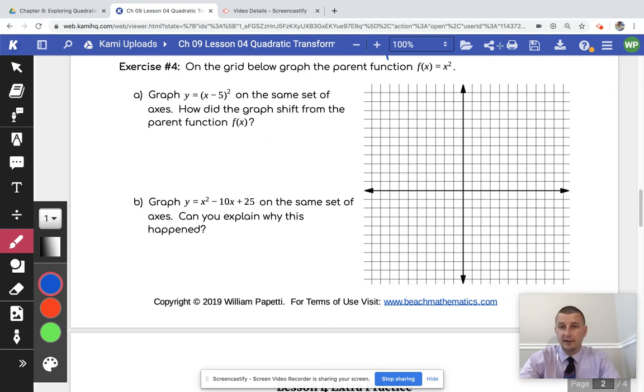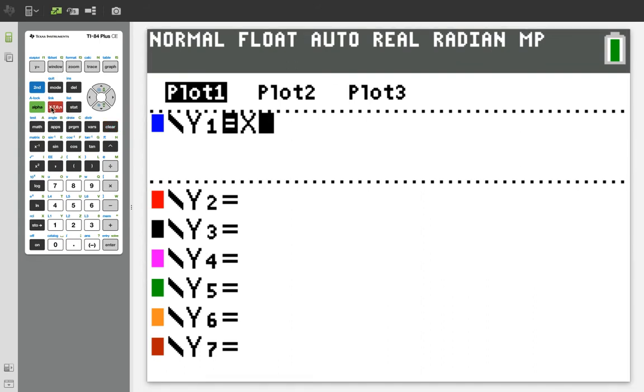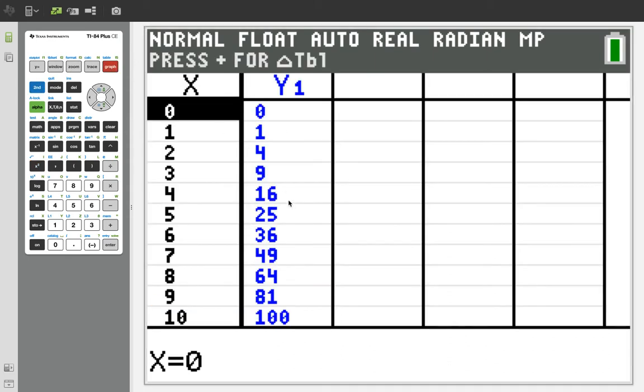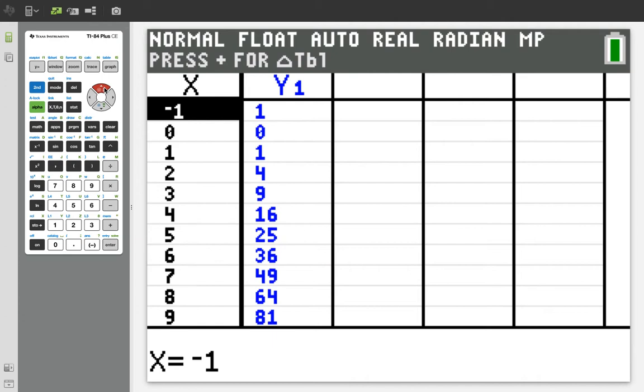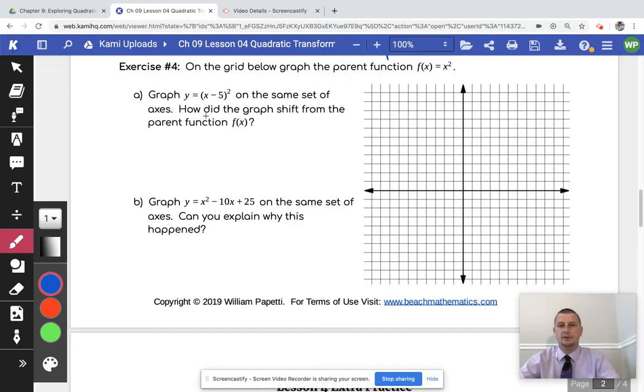So let's start off by doing that, and we're going to go to our calculator and put in our parent function of x squared, and I'm going to pull up my table of values to see what points I'm going to be graphing. So I'm going to scroll up to my negative values as well. And I see that, yes, I have negative 3, 9, negative 2, 4. So let's go to negative 3.